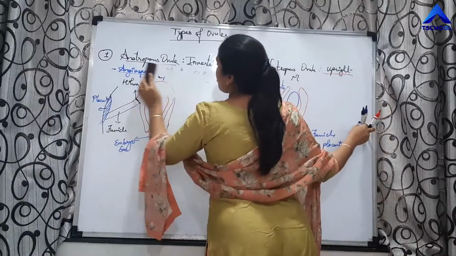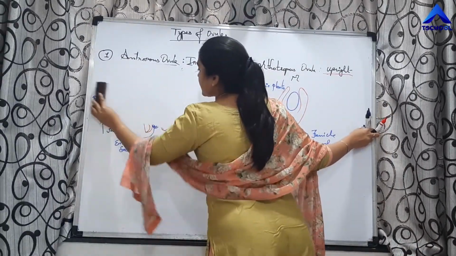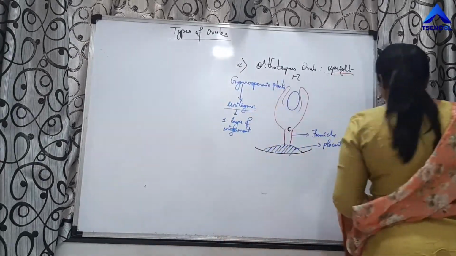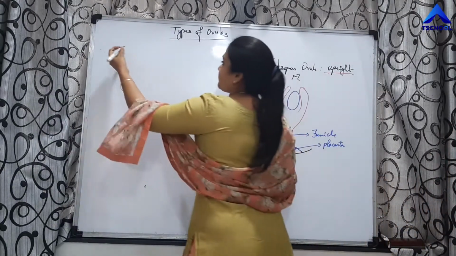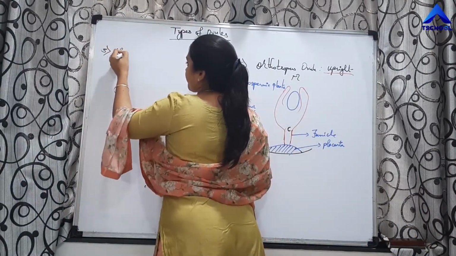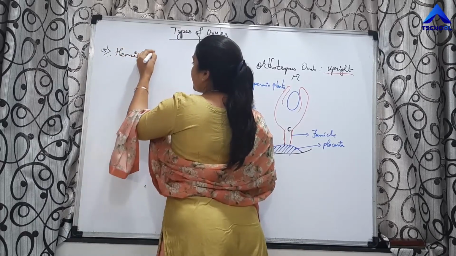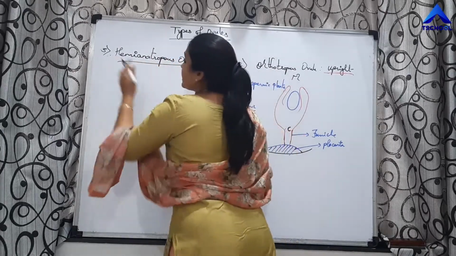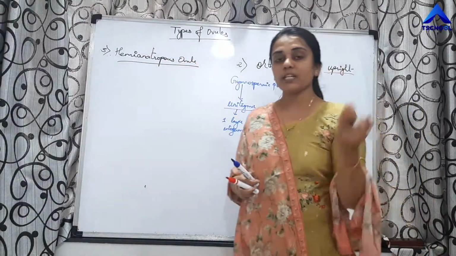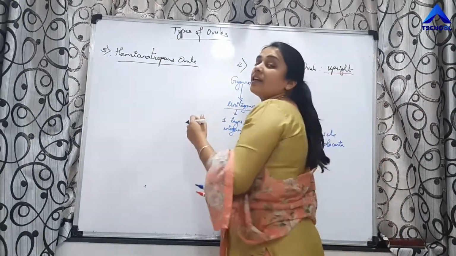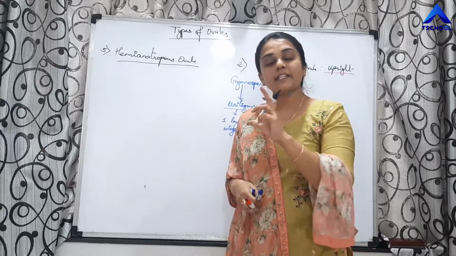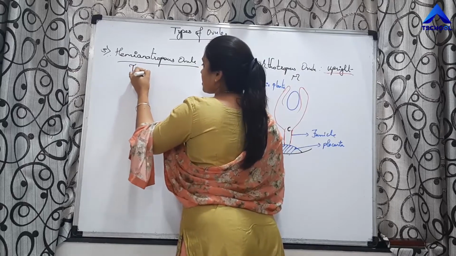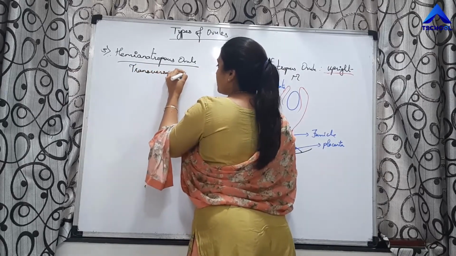The third type of ovule is called hemianatropous ovule, right? The name itself says, anatropous ovule is a completely inverted ovule. Hemianatropous ovule is anatropous, but partially anatropous, which means hemianatropous ovule is a transverse ovule, right?